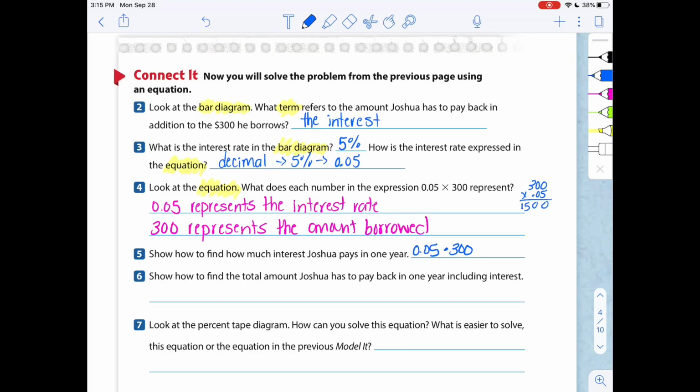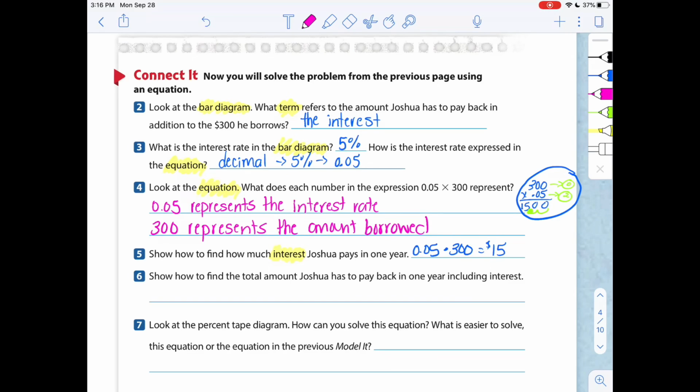But I do need to move my decimal. So the first number, 300, has no decimal places, but my second number has 2 decimal places. So I need to move my decimal 2 places, which would give us 15. So 5/100, 0.05 times 300 equals $15. And again, this is a skill that you need to be able to do by hand without a calculator. So Joshua has to pay back in interest, so this isn't how much he's paying back, this is how much in interest he's paying back, $15 extra.